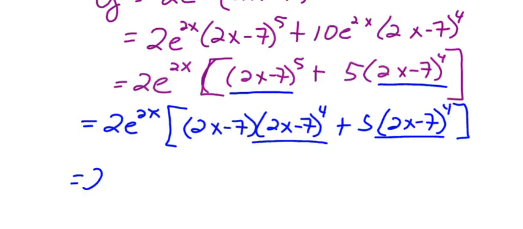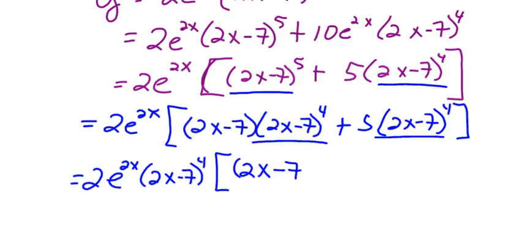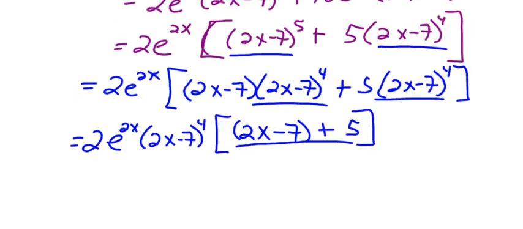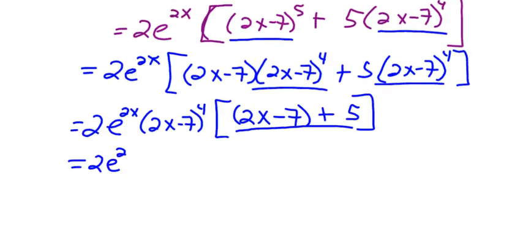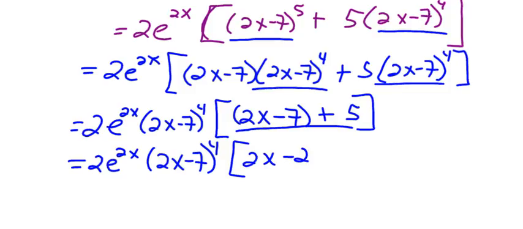So I can factor that out. So I now have 2e to the 2x times (2x minus 7) to the 4th power, leaving inside the bracket 2x minus 7 plus 5. But then I can see here, this can be simplified. So from here, I'm going to simplify inside of my bracket, and 2x minus 7 plus 5 is really 2x minus 2.